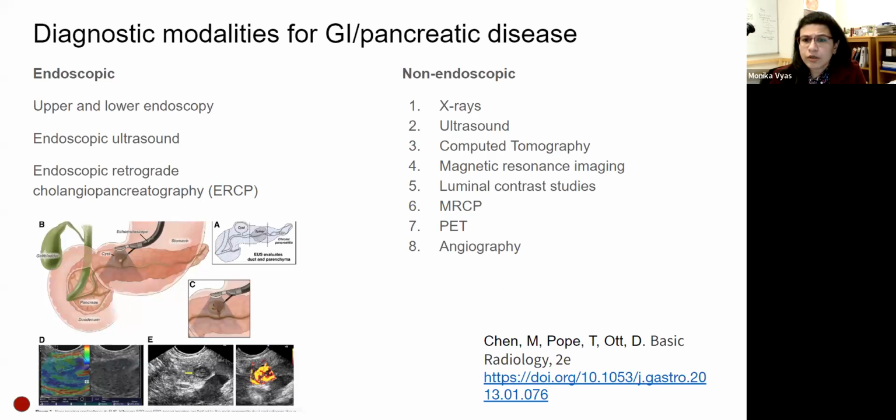And then there are certain non-endoscopic techniques which are also used, X-rays being age-old and most common, but most of our information these days derives from ultrasound and more advanced techniques such as CT scans and MRIs, and also luminal contrast studies such as barium swallow and barium enema, and then again cholangiopancreatography combined with MR, so MRCP, PET, and angiography.